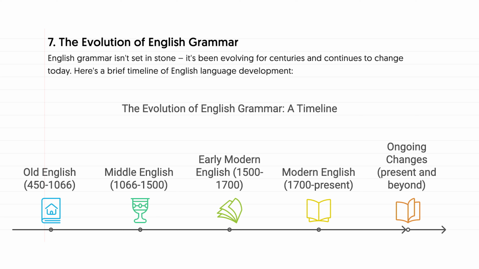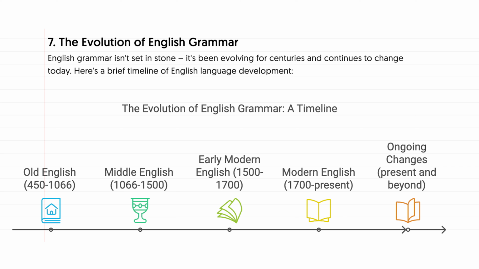7. The evolution of English grammar. English grammar isn't set in stone. It's been evolving for centuries and continues to change today. Here's a brief timeline of English language development. Old English, 450–1066. Very different from modern English with many more inflections. Middle English, 1066–1500. Influence from Norman French, simplification of grammar.